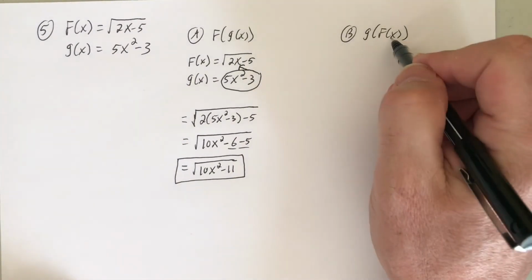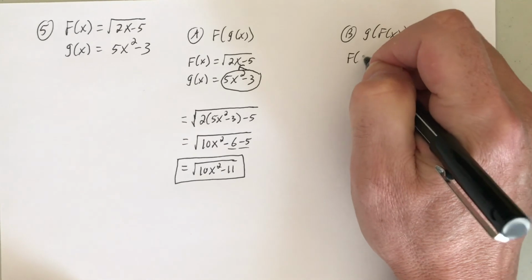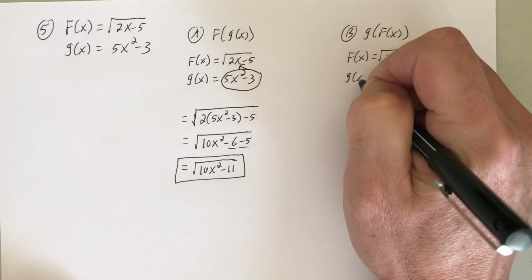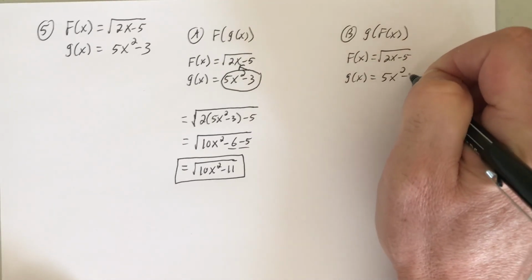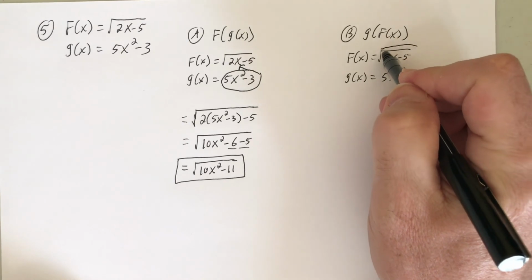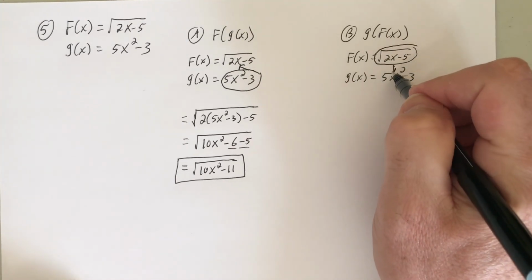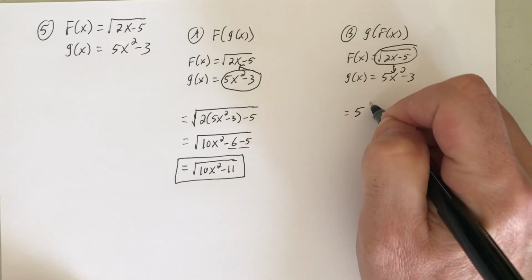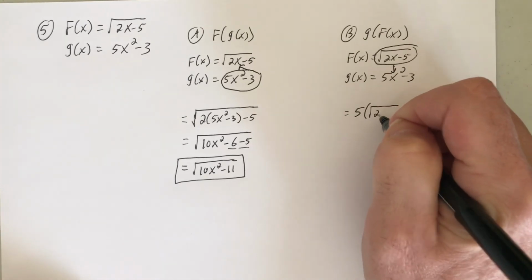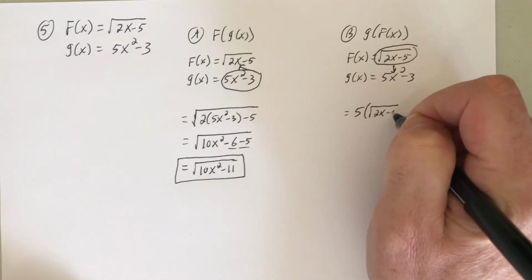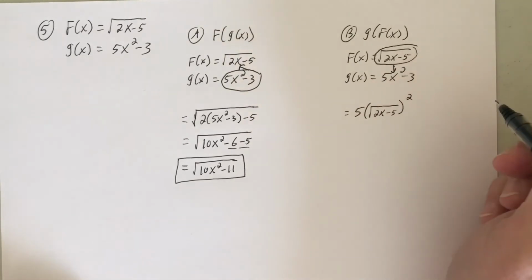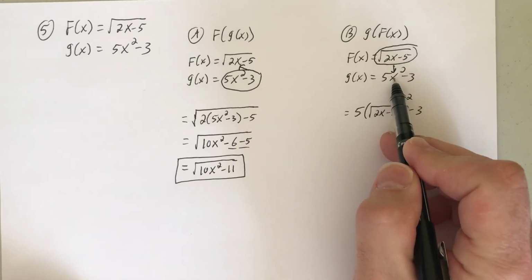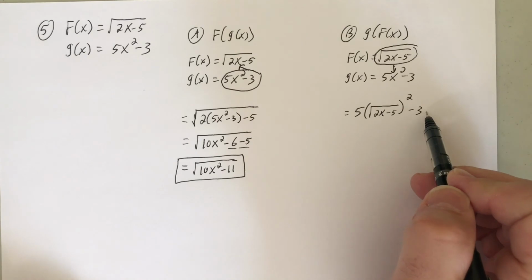Now if I switch it and do g of f of x, again I'm going to rewrite these to illustrate. I'm taking f of x, which is this, and plugging that into the x in g of x. So how does that look? So 5, plug in my f of x, 2x minus 5, then it's squared, and then minus 3. So 5 times my f of x, replace that in for the x, square it, and then minus 3.